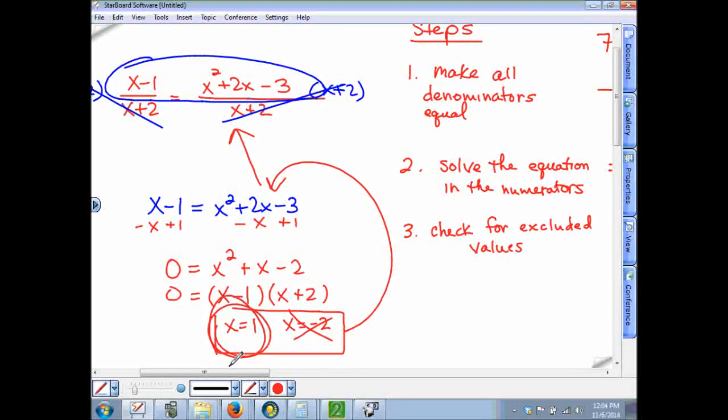Next year when you take pre-calculus, if you're going to take pre-calculus, you learn a fancy word for this kind of an answer that's not really an answer. It's called extraneous. Sounds awesome, doesn't it? It's kind of like pre-calculus.